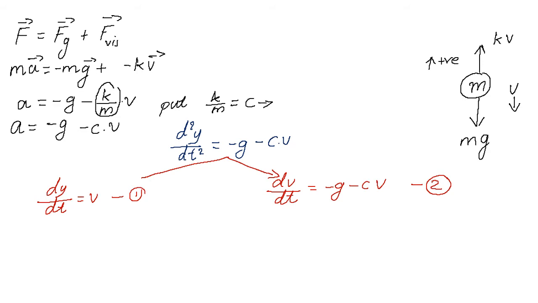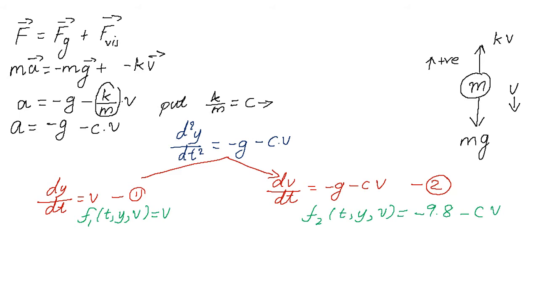Let me call this function f1. So f1 of t comma y comma v, where the independent variable is t and the dependent variables are y and v, is equal to v, and this function as f2 of t comma y comma v equals minus g minus c into v. We know that g is 9.8, so f2 is minus 9.8 minus constant into velocity. So we have this equation.